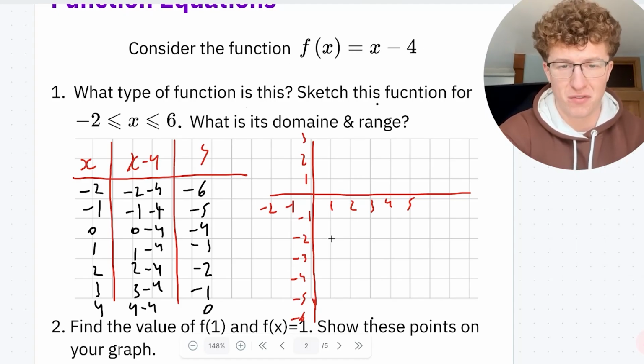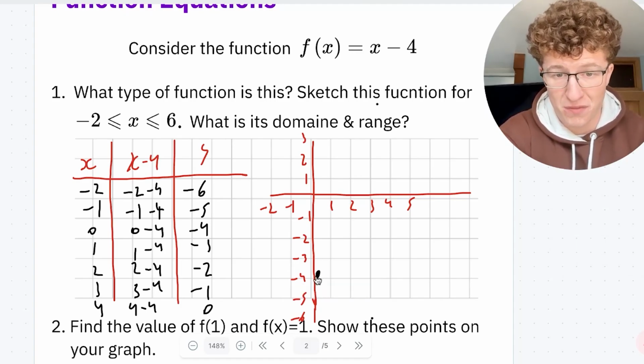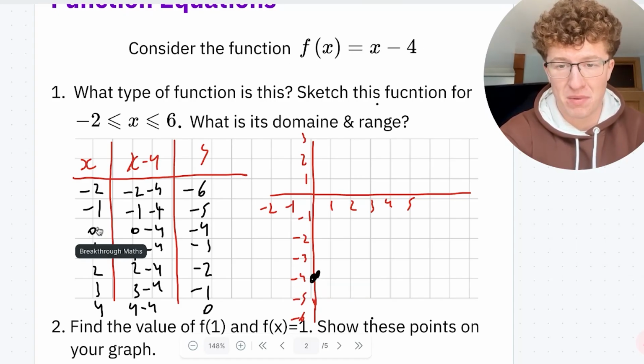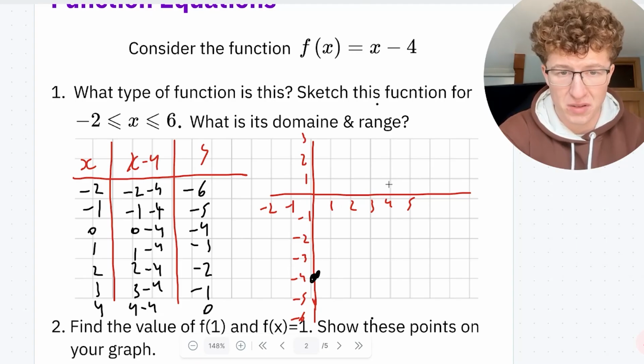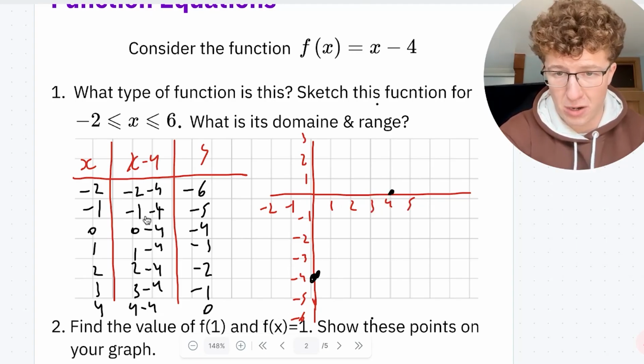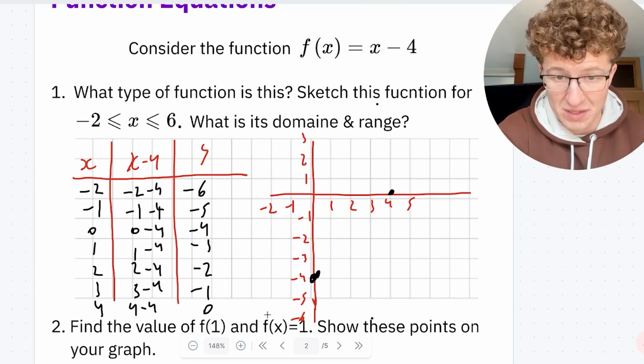f of x is x minus 4. We know it's going to have a y-intercept of 0 minus 4, down here. And it's just going to be a straight line. And it'll meet the x-axis at x equal to 4. It's like that over here. So all you have to do here, just remember, is draw your dots. -2, -6 is going to be down here. -1, -5 is going to be here.